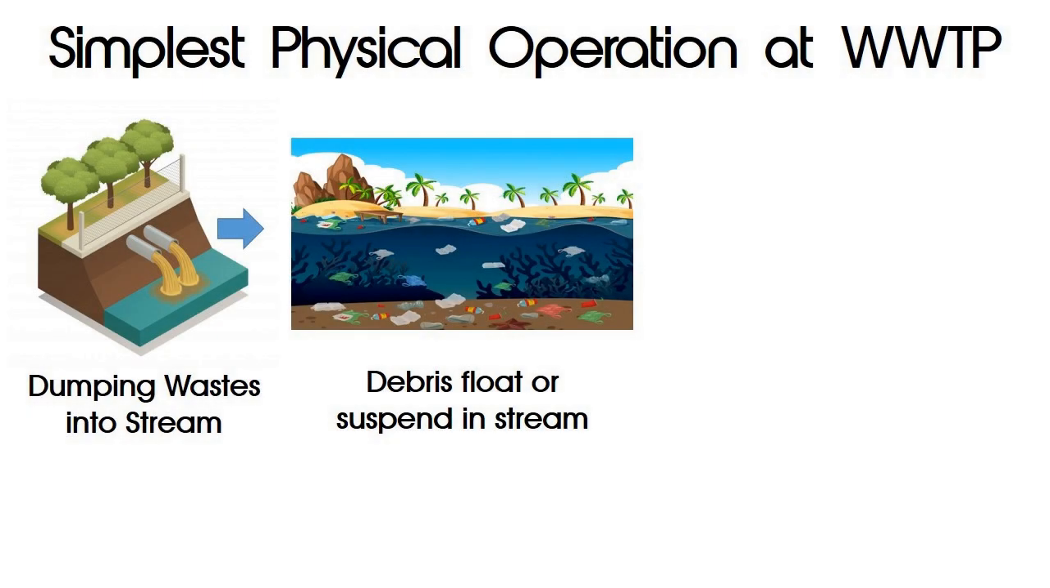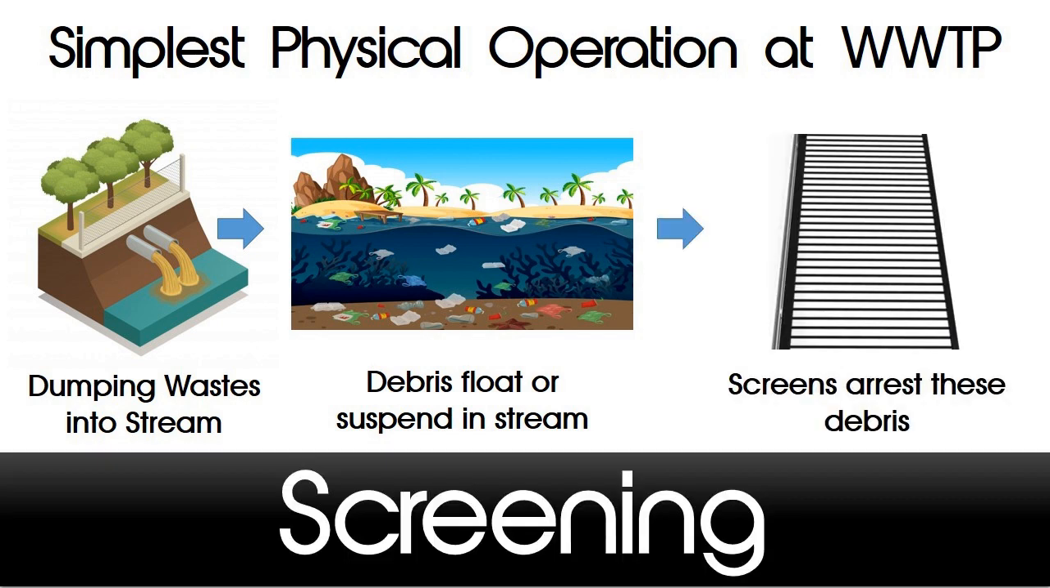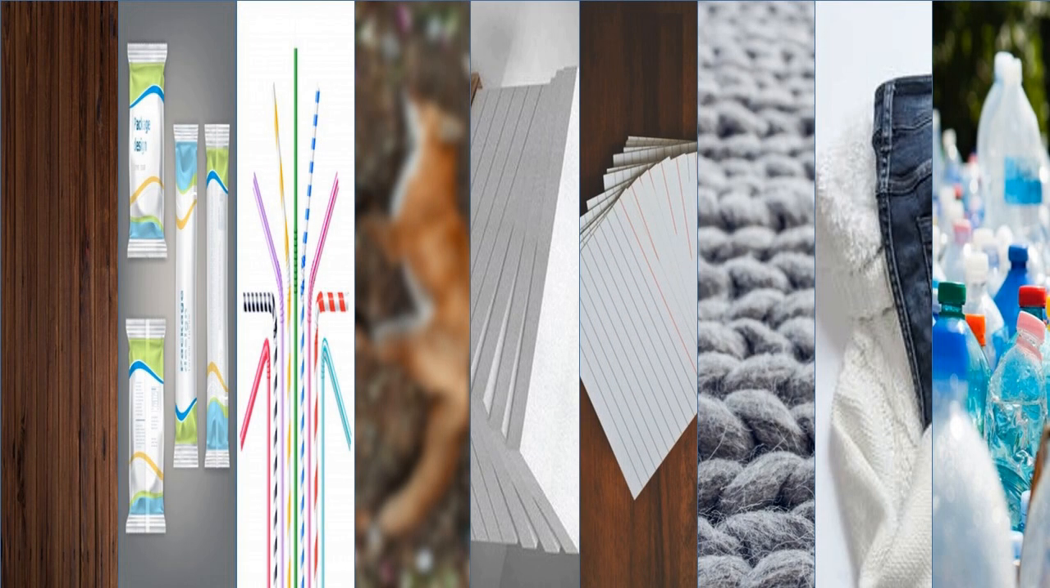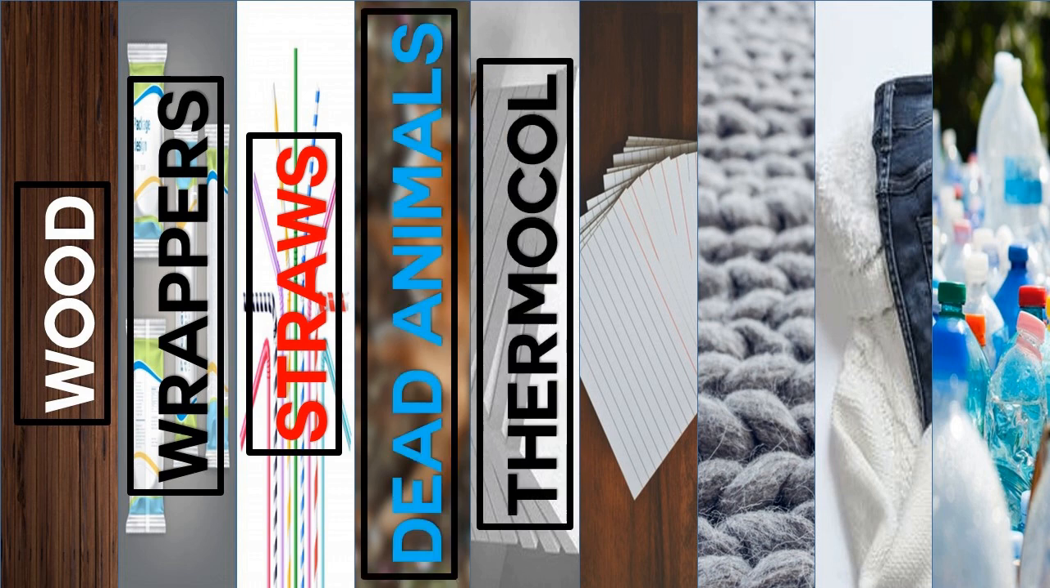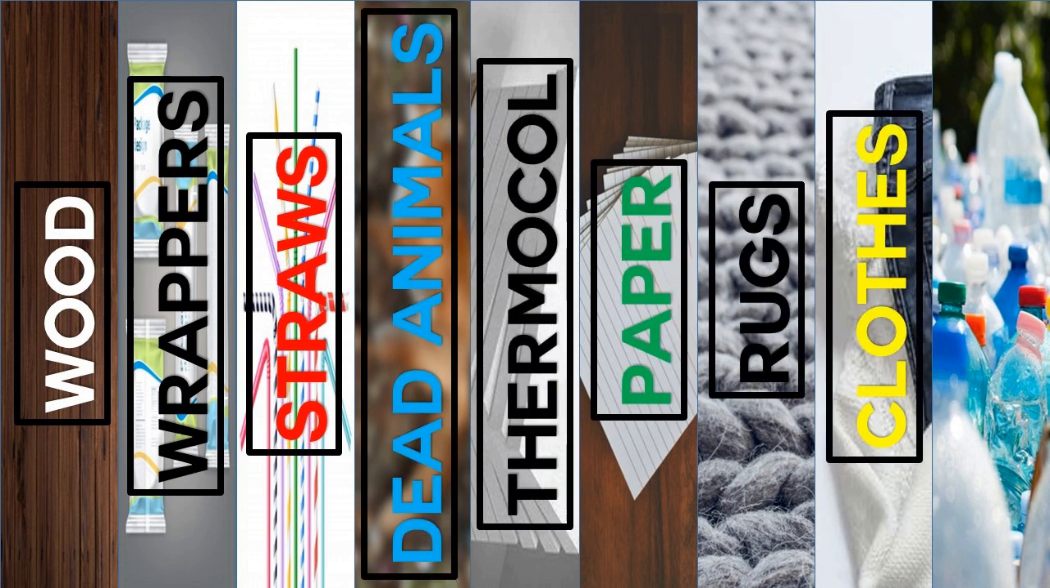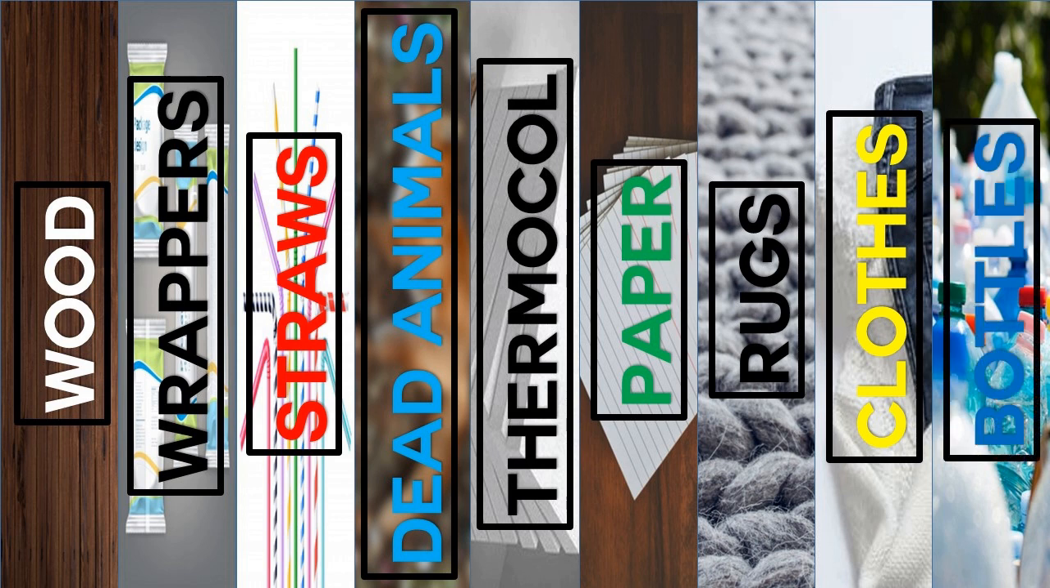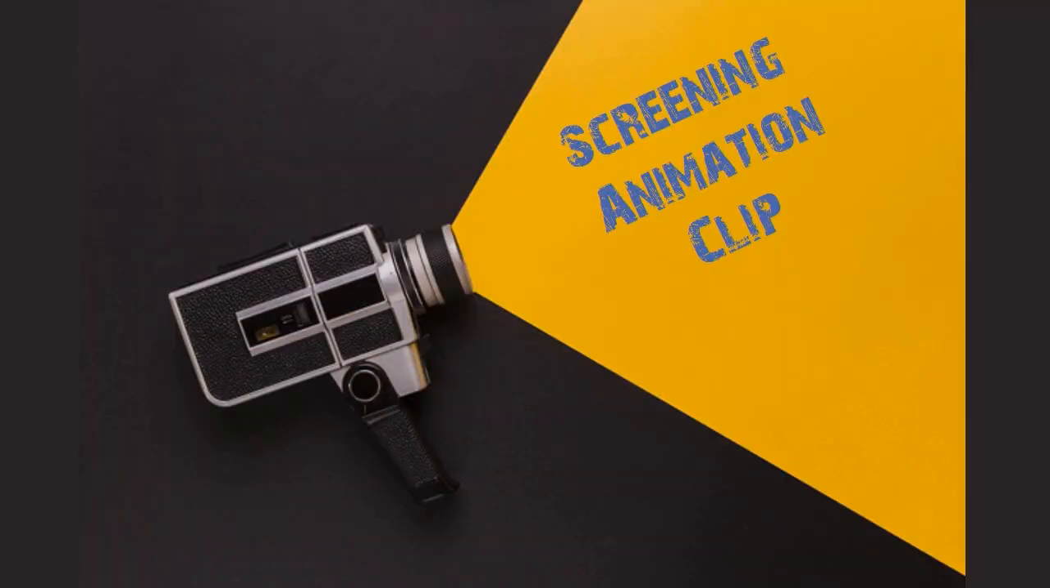The simplest unit operation in wastewater treatment is screening. In the screening operation, floating or suspended debris is trapped by a bar screen rack or moving screen. Debris such as wood, plastic wrappers, straws, dead animals, thermocol, papers, rags, cloths, bottles, etc., waste that may choke or disturb the operation of further unit processes, are stopped by the screens. Let's have a clip of how screens work.